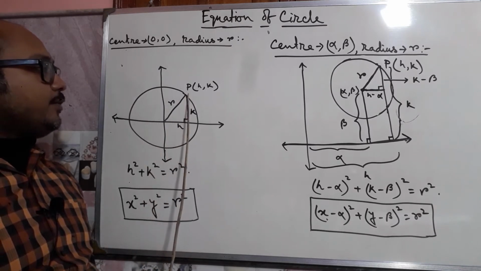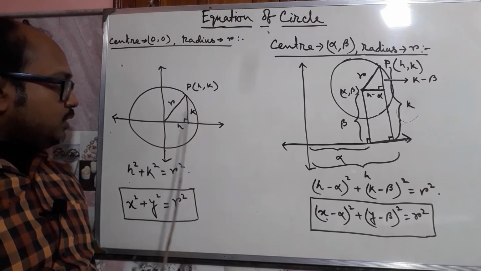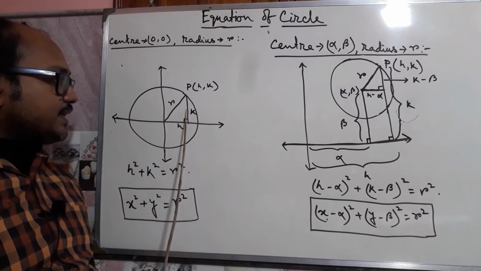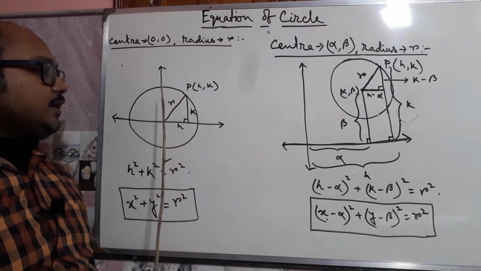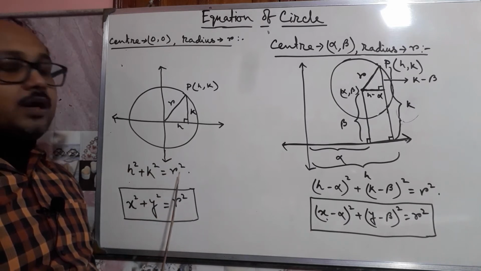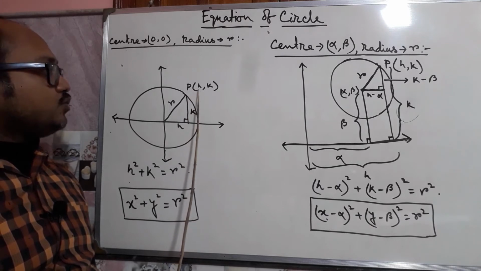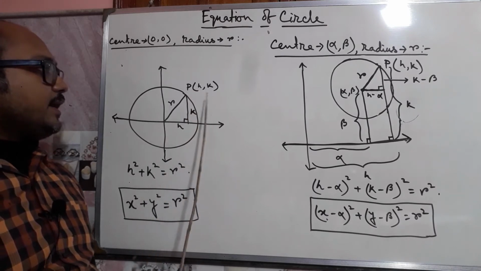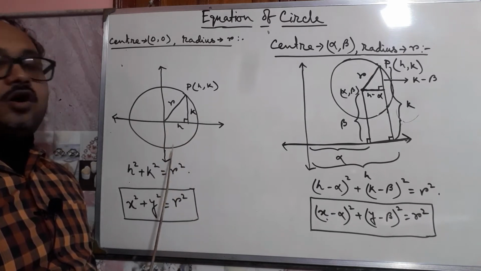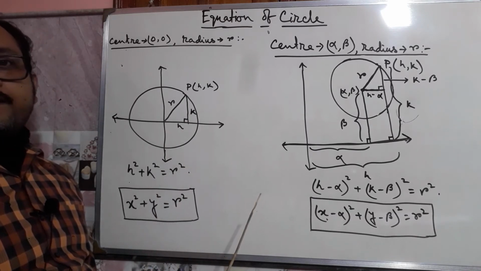Let P be an arbitrary point on this circle having the coordinate (h, k). If we draw a perpendicular from the point P on the x axis, this length is h and this length is k, and this is the radius of the circle, that is r. So, by Pythagoras theorem we can say that h square plus k square equals r square. Now, we are going to find the locus of this arbitrary point P. So, we have to substitute h by x and k by y to get the general form of the equation of this type of circle, that is x square plus y square equals r square.